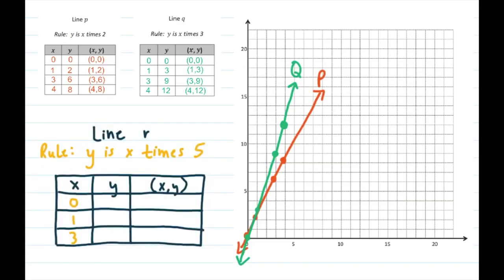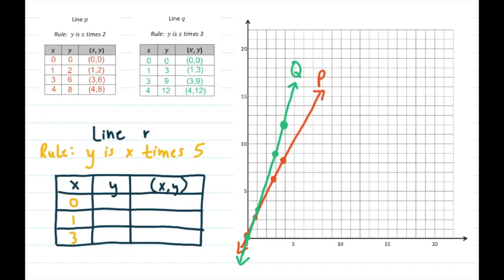All right, now we're adding line R, and the rule is y is x times 5. So we're going to do the same thing, and we're going to make a prediction before we start finding coordinate pairs for this line. So pause the video, make a prediction about what line R would look like. Once you have your prediction written down, press play, and we can keep moving.